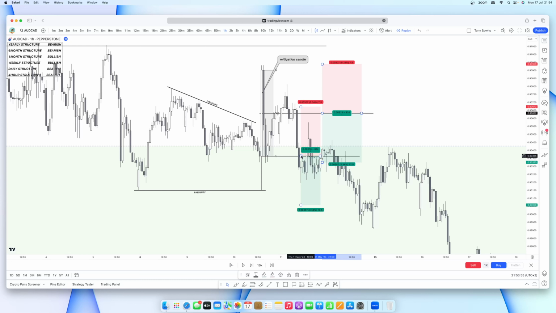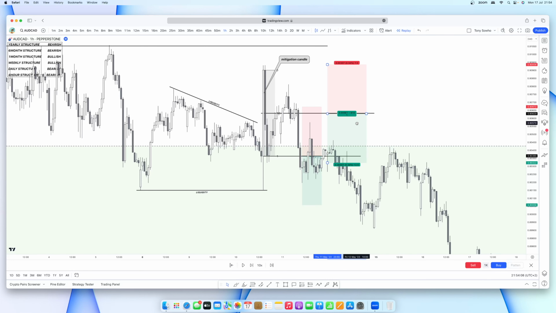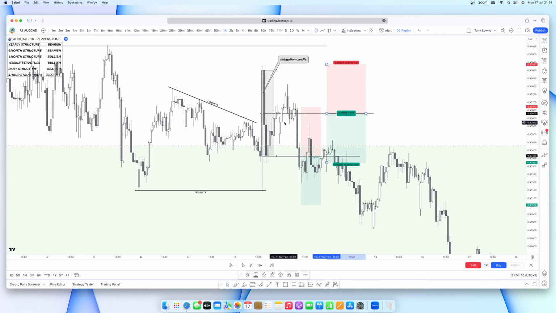Okay, so you can see. Now, if you had your entry at the 50%, you can see price came close, but did not get there. So in this case, you would have missed out on this trade because price did not get to 50%. But that's for the entry. Where is the stop loss going to be? I said the stop loss can be in two areas.